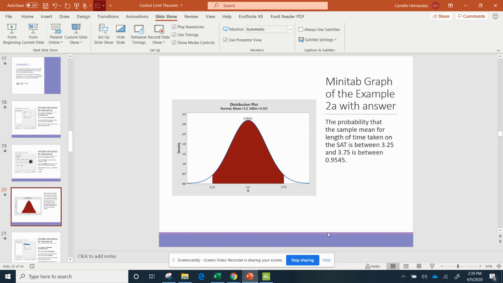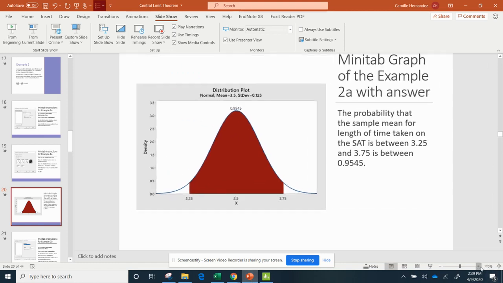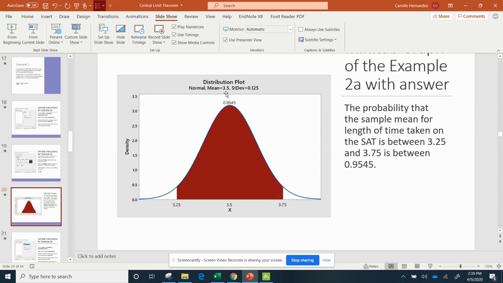Okay, so here it is. There is my graph. I've got my mean. I've got that new standard deviation. I have 3.25 and I have 3.75. The area in red represents students that would be in that area. So I've got 0.9545 is my answer. And I've written it here.